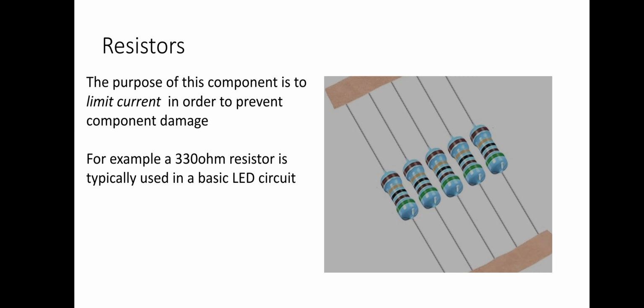Resistors. Now, the purpose of this component is to limit current in order to prevent component damage. So the most common one is a 330 ohm resistor, ohm being the measurement of resistance. So the more resistance you have, the less current will pass through it, and this is good for preventing components blowing on you. So most commonly you'll wire a 330 ohm resistor to an LED to stop the LED from blowing.